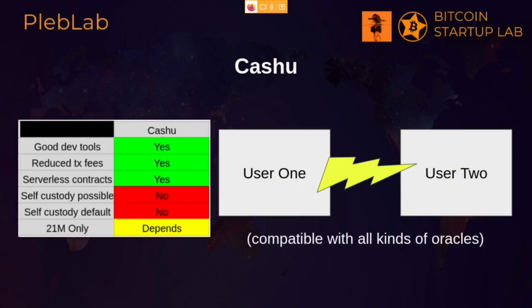So the next one I wanted to go over is Cashew. Cashew has a lot of really cool features. It's a tool for doing eCash mints.